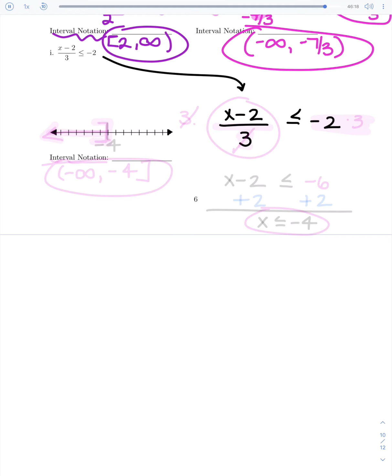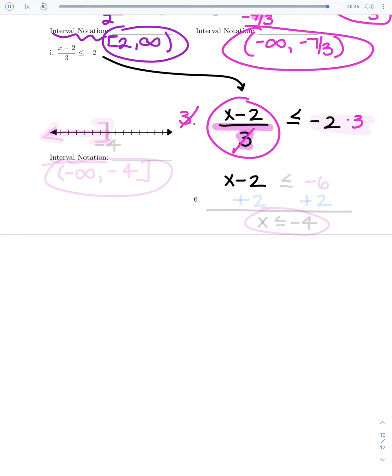Well, notice we've got dividing by 3, so we're going to get rid of it by doing the opposite. We're going to take that whole thing and multiply it by a 3. If I do that to one side, I have to do it to the other. That will get rid of my dividing by 3, which will just leave me with the x minus 2.